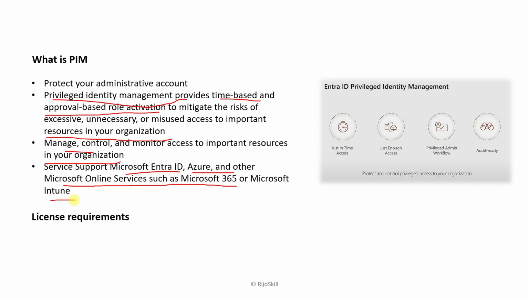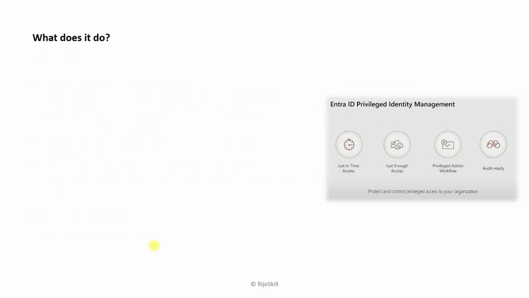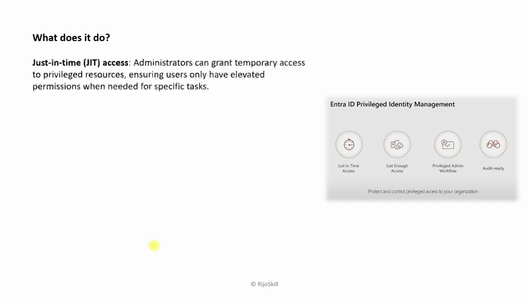Next we will go for the license requirement. A Microsoft Entra P2 license is required for PIM, Privileged Identity Management. So we will discuss what it does, that is, what we can do with Privileged Identity Management.